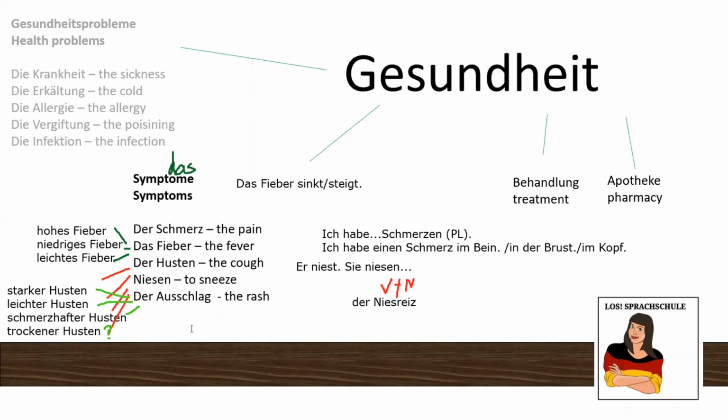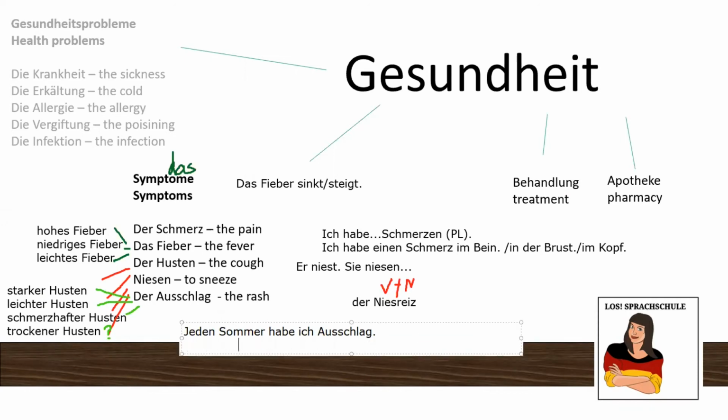And again, just for practice, if you want to make it general, you can say, every summer I have a rash, for example. Jeden Sommer habe ich Ausschlag. And to make it more clear, you can say, jeden Sommer habe ich einen Ausschlag, if you want.